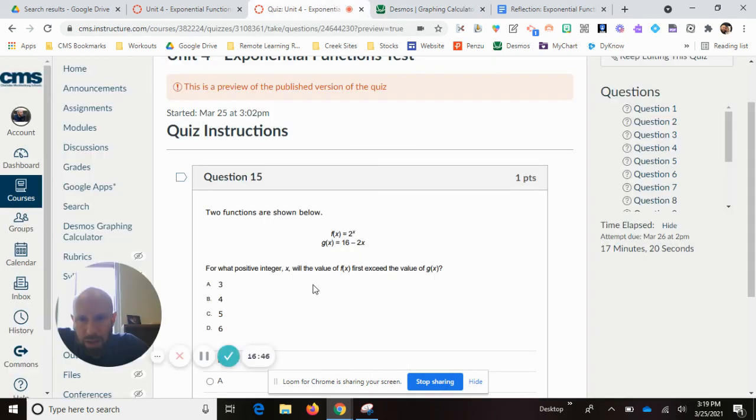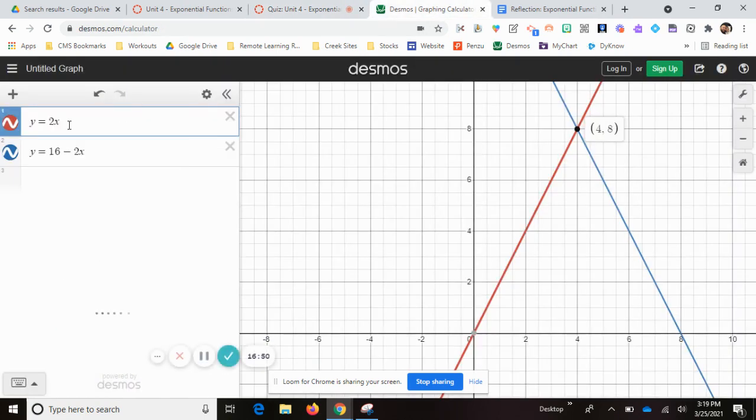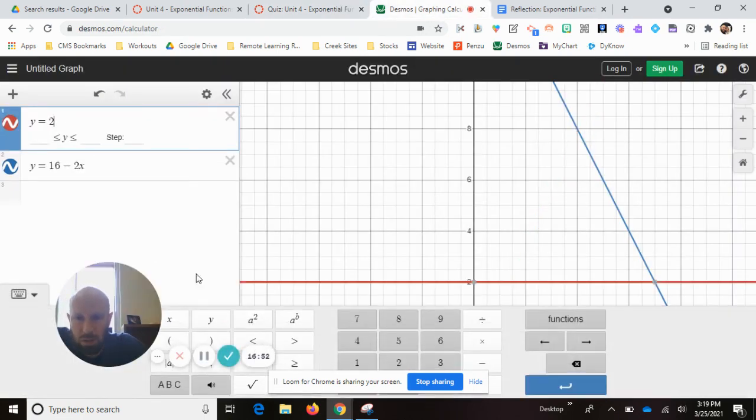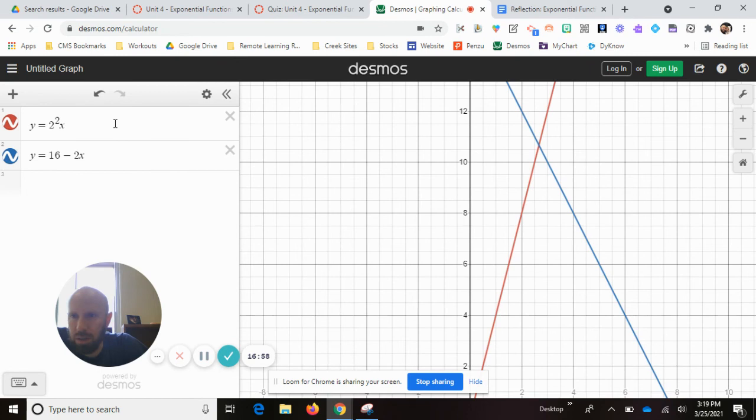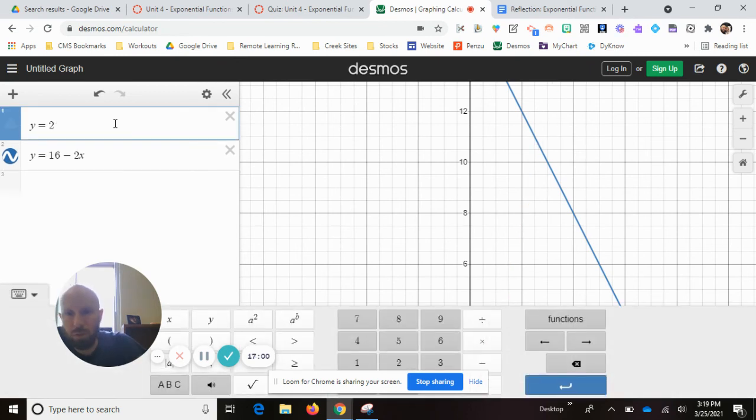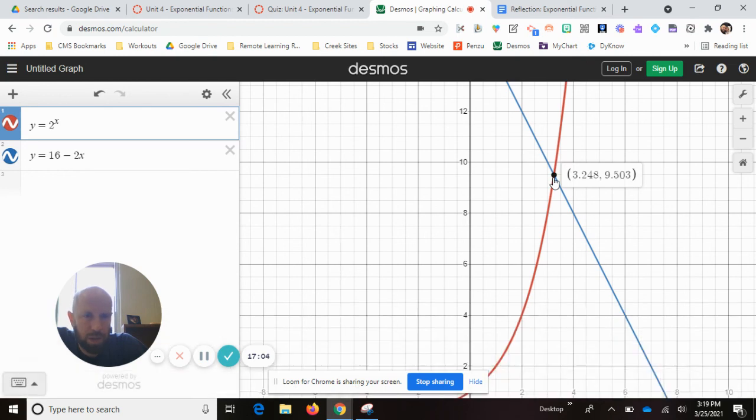For what positive value x will the value... and I actually didn't make this an exponent, so sorry about that. That should be 2 to the x. There we go. So that's where they cross.